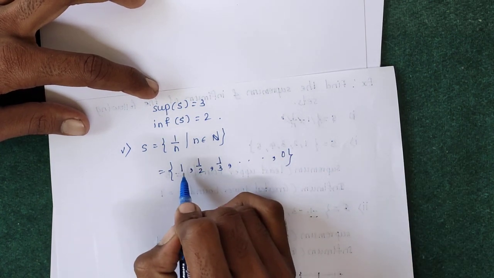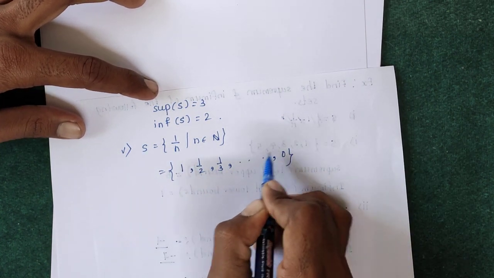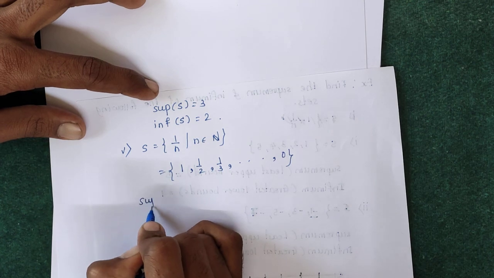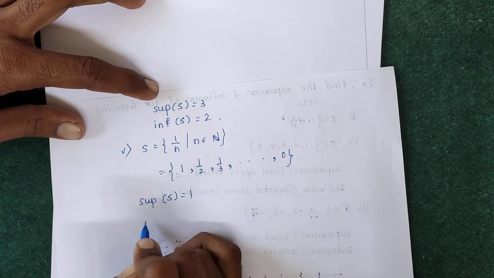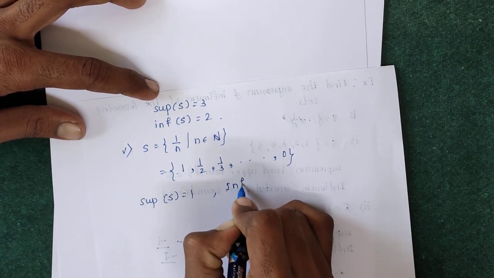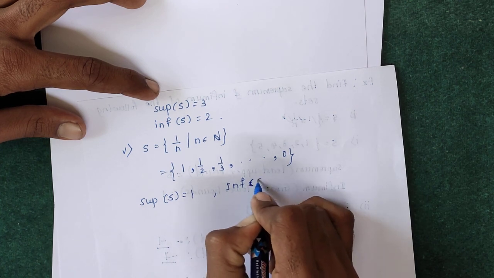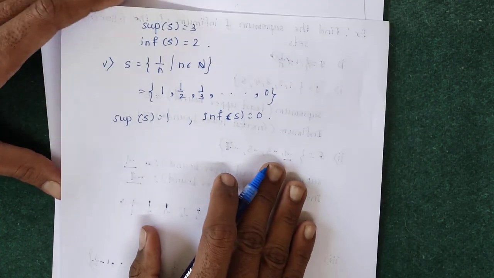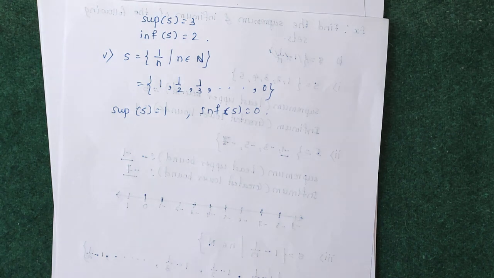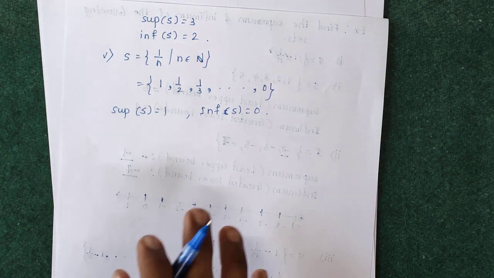Similarly, we can say that the elements of this set are in between 0 to 1. So the supremum will become 1 and the infimum of S will become 0. So hence these are the examples of supremum and infimum. Now we will see the completeness property of R.